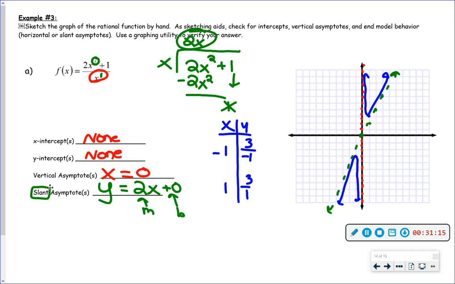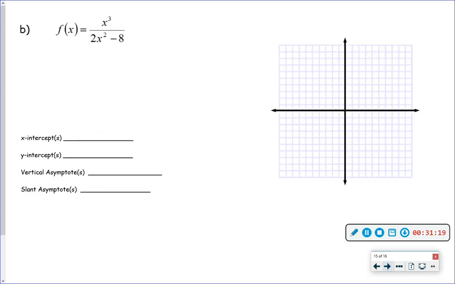All right, one last one. And I'm going to use my calculator to help us on this one, just to practice doing another one in the calculator. Now, first, it has a slant asymptote, just to review, because our degree at the top is bigger than the bottom.